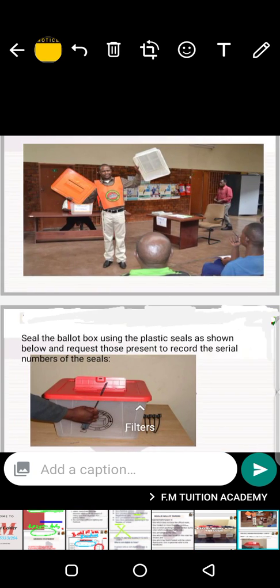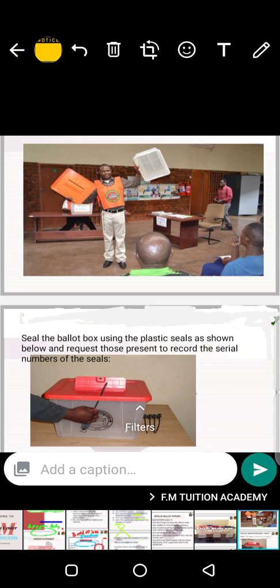So as you've seen, this is the way it looks like. Have you seen a person lifting those ballot boxes? That's how the ballot box looks like. So basically, that's a little bit about how the Electoral Commission of Zambia operates. I was just trying to give you an understanding, an eye-opening, so that you have an idea the way the Electoral Commission of Zambia works during elections.